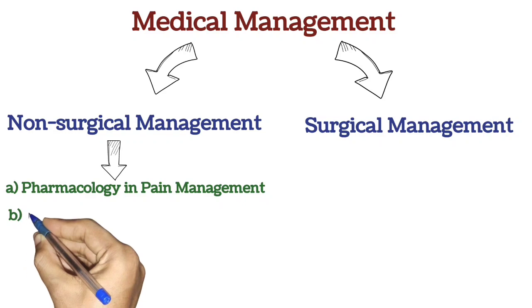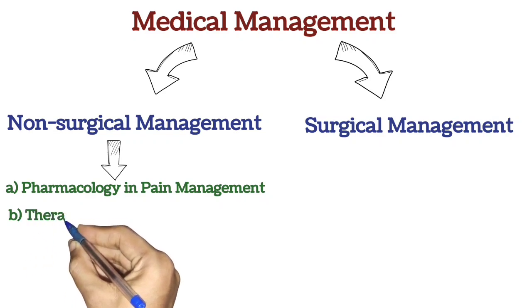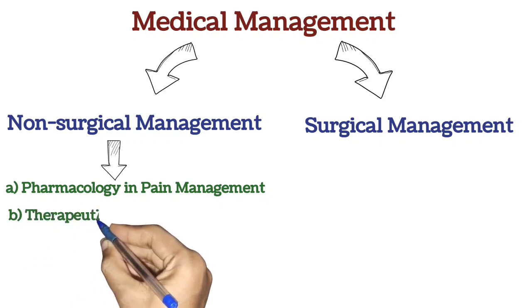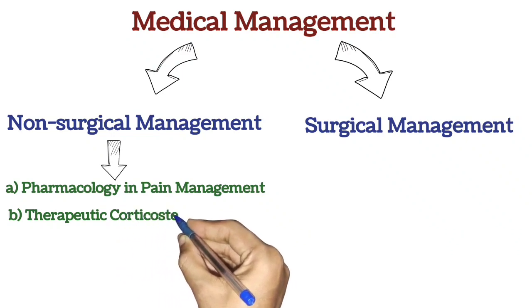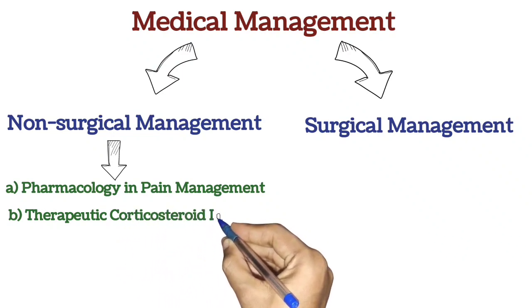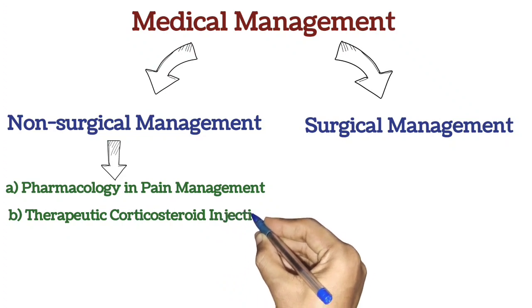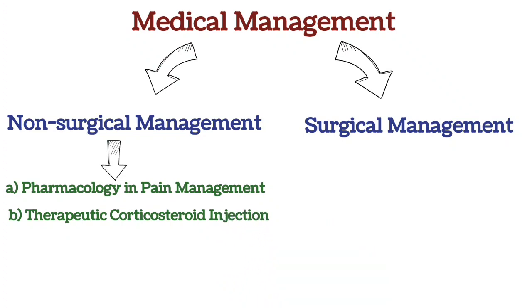B. Therapeutic corticosteroid injection involves injecting corticosteroids directly into the affected area to reduce inflammation and pain. Typically used for conditions like herniated discs or spinal stenosis. Provides temporary relief, but multiple injections may be needed.